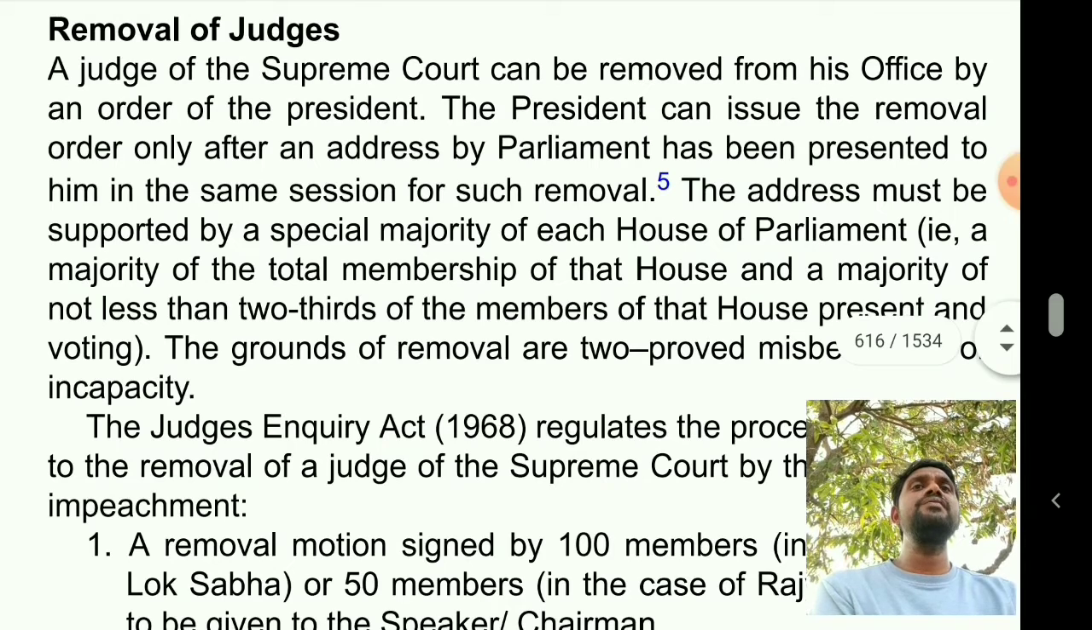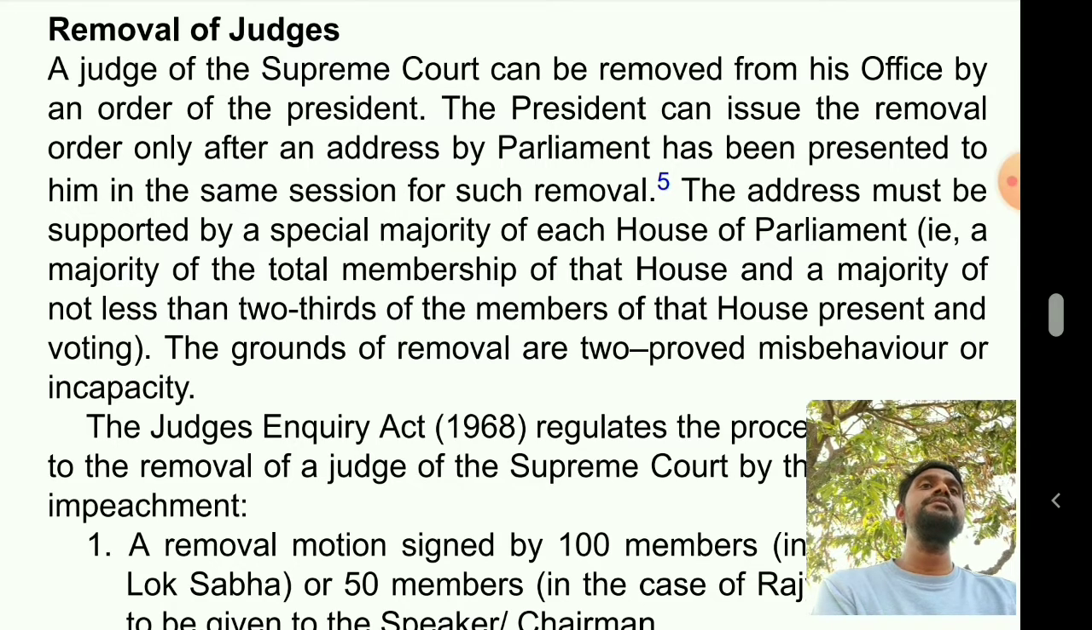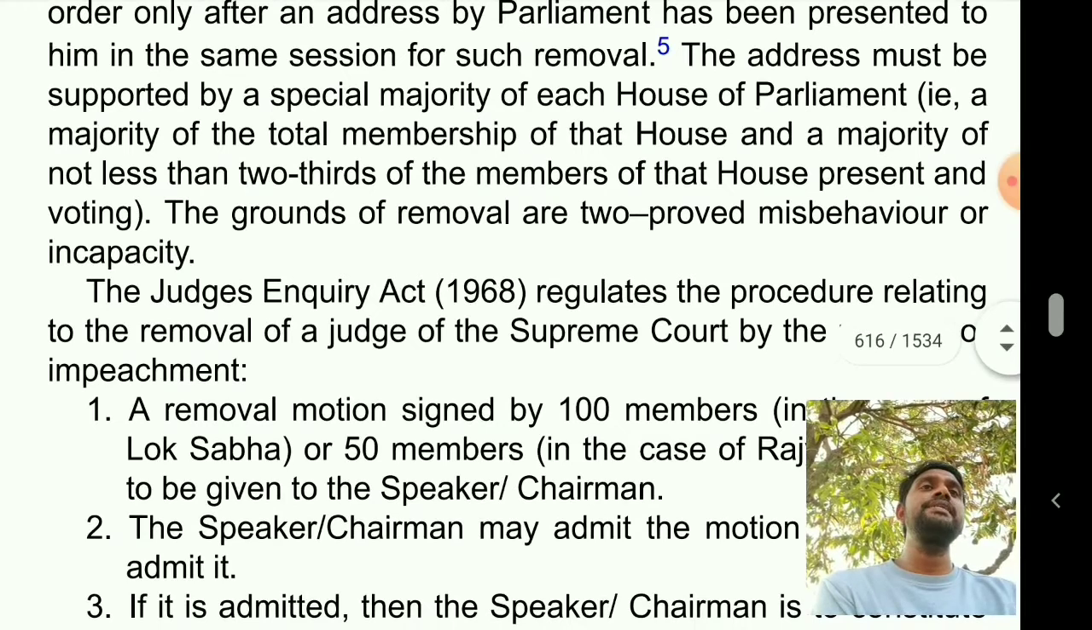Next is removal of judges. A judge of the Supreme Court can be removed from his office by an order of the President. The President can issue the removal order only after an address by Parliament has been presented to him in the same session for such removal. The address must be supported by a special majority.